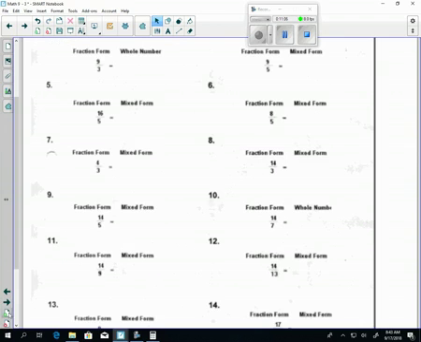So these are all practice sheets. We'll work on them for the next day or two. We'll see how we do today. Okay.